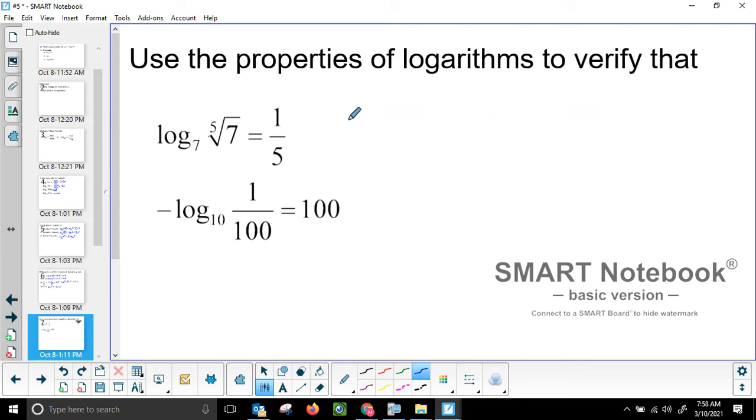Use the properties of logarithms to verify these things. And this one is different, this should be 2, I believe.